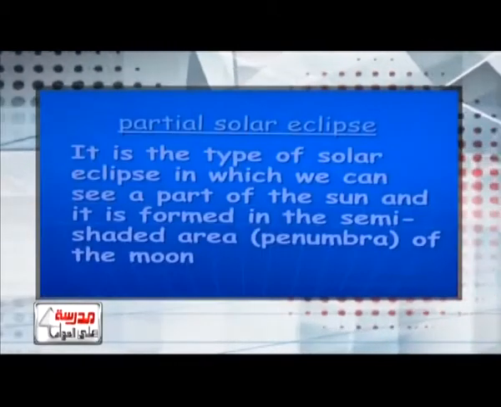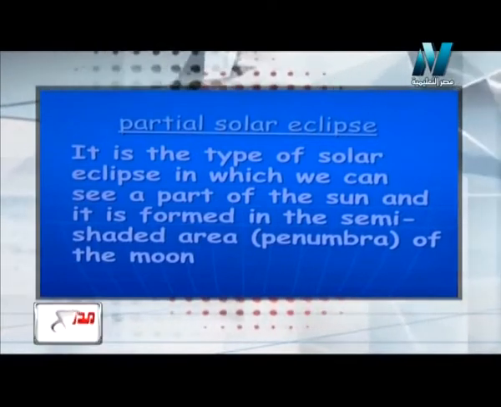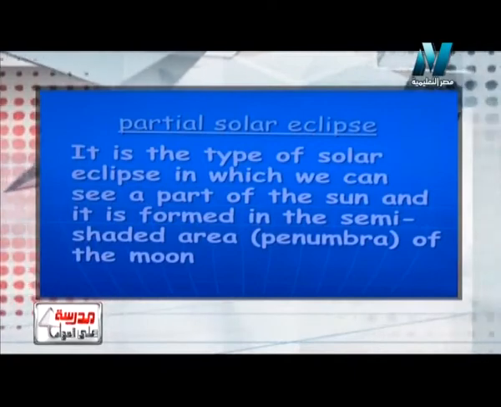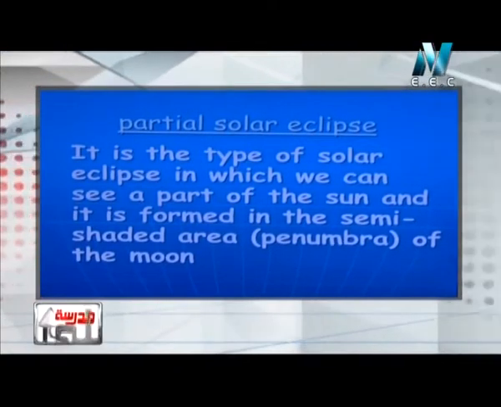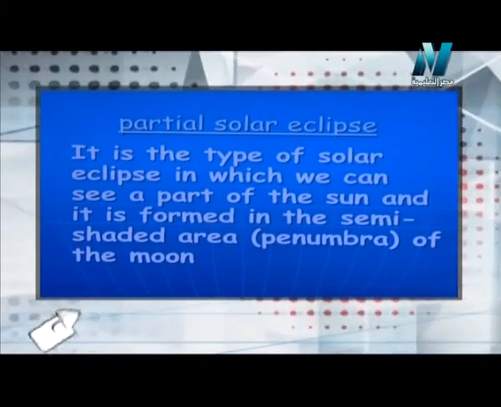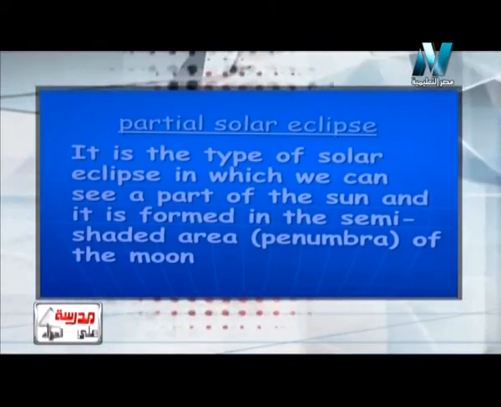Another picture of the total solar eclipse. Here I cannot see anything of the sun. Okay, so what about the second type, which is called the partial solar eclipse? What is partial? We can say it's a type of solar eclipse in which we can see a part of the sun, and it's formed in the penumbra area of the moon.